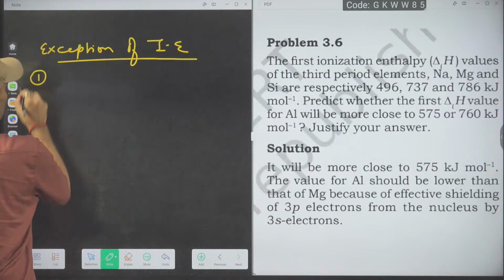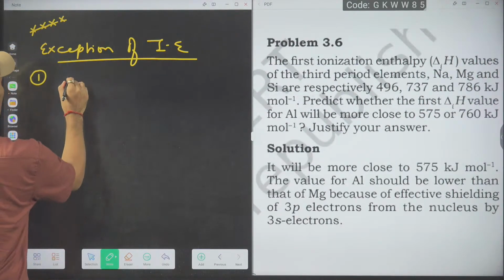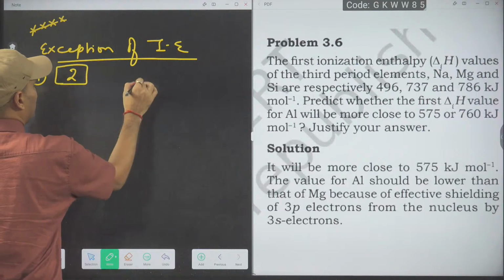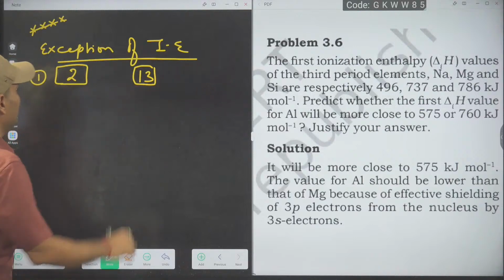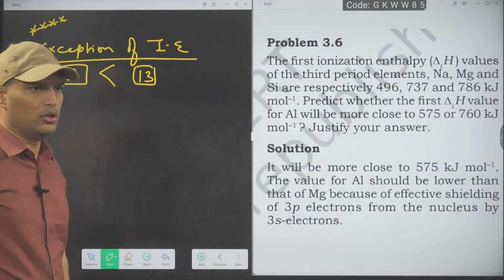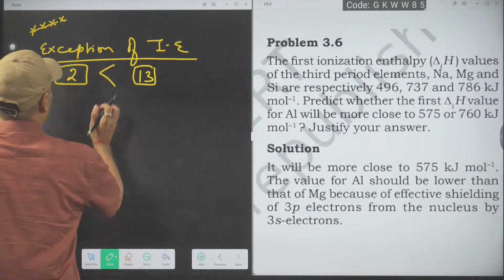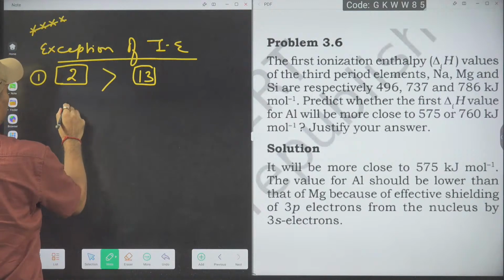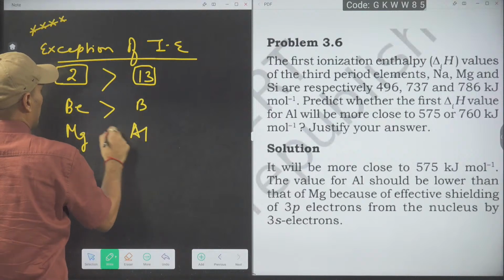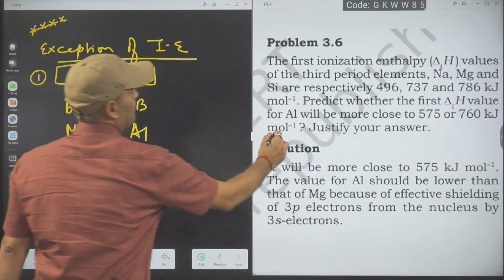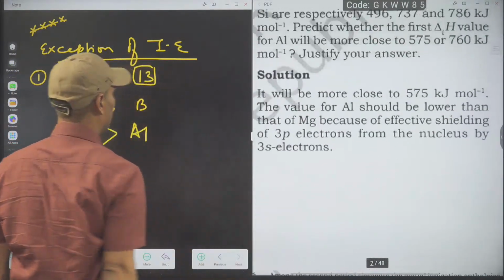Do you remember what the exceptions of ionization energy are? So 3-4 are there. Very very important. Group 2 and group 13. Normally in a period ionization energy increases. It should be like this. But what is the problem? Group 2 is more than 13. Means what? Beryllium, boron. Who is more? Beryllium. Then magnesium, aluminium. Who is more? Magnesium. This point only we will use here.